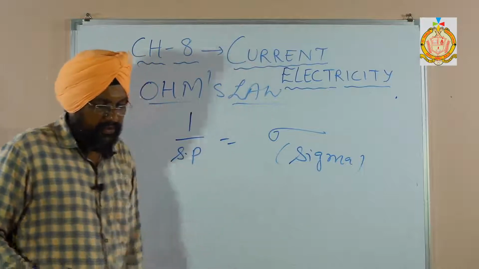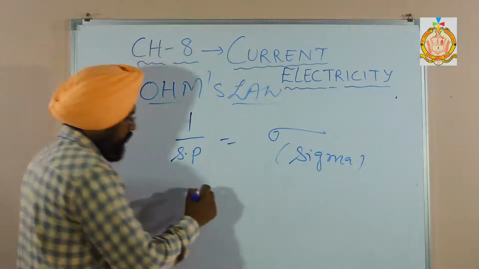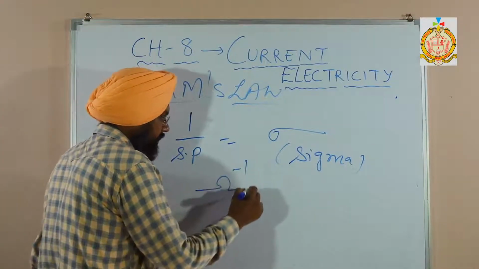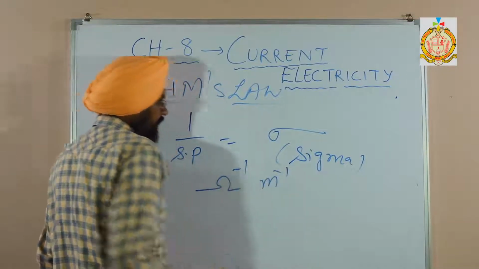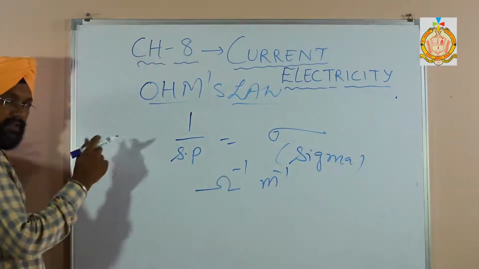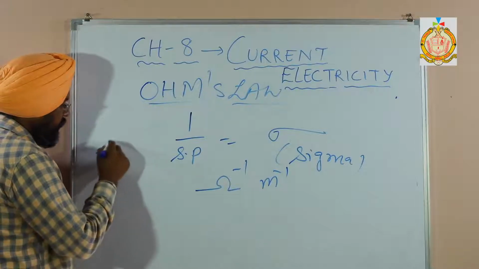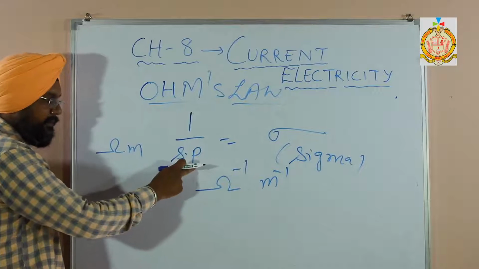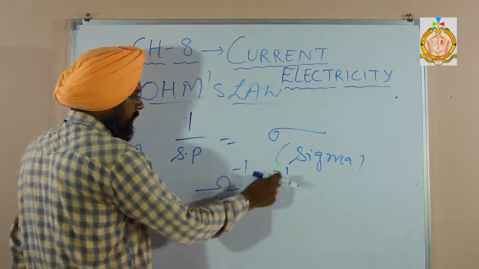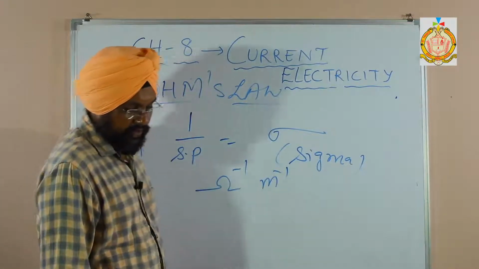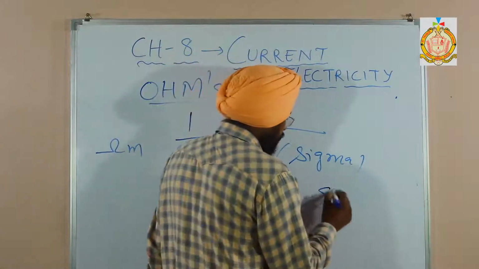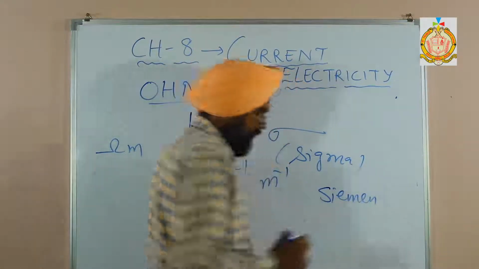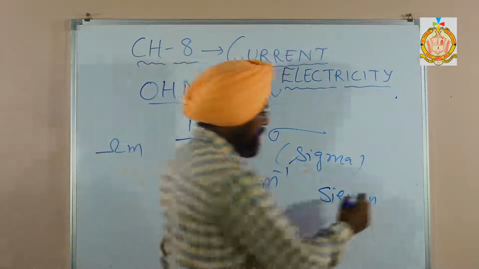Now the SI unit is ohm inverse, sometimes ohm inverse meter inverse. Since this is the reciprocal of the specific resistance, the unit is ohm inverse meter inverse, or we can say Siemens per meter, Siemens meter inverse.